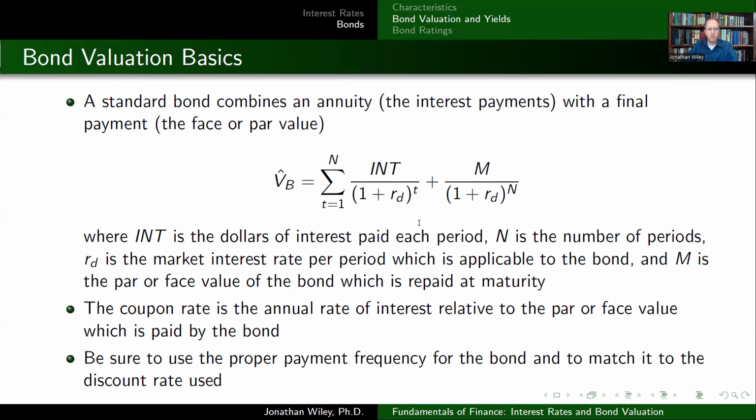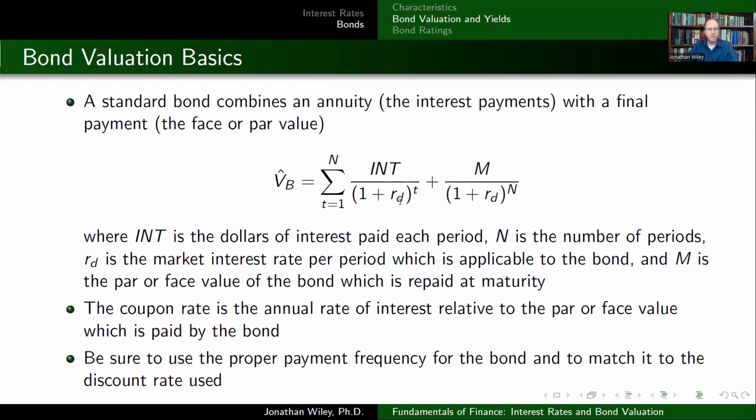If it was a quarterly paying bond, N would need to be the number of quarters over the full period of the loan. INT would be the dollars of interest paid per quarter. RD would be the market rate, but per quarter. So I would take the annual rate and divide it by 4. And basically that's what I would need to do across the calculation. So make sure you're using the proper payment frequency of the bond and match it to the discount rate that you're using. And again, the coupon rate is not RD. RD is the market rate.